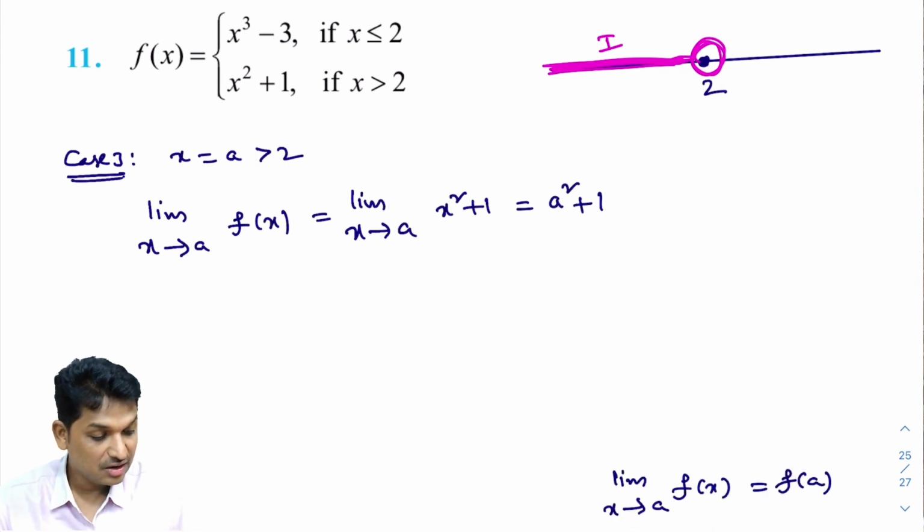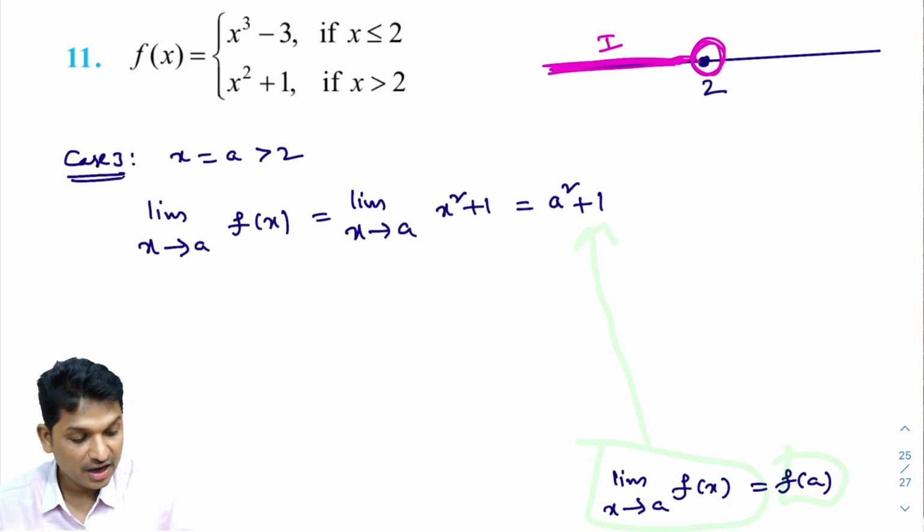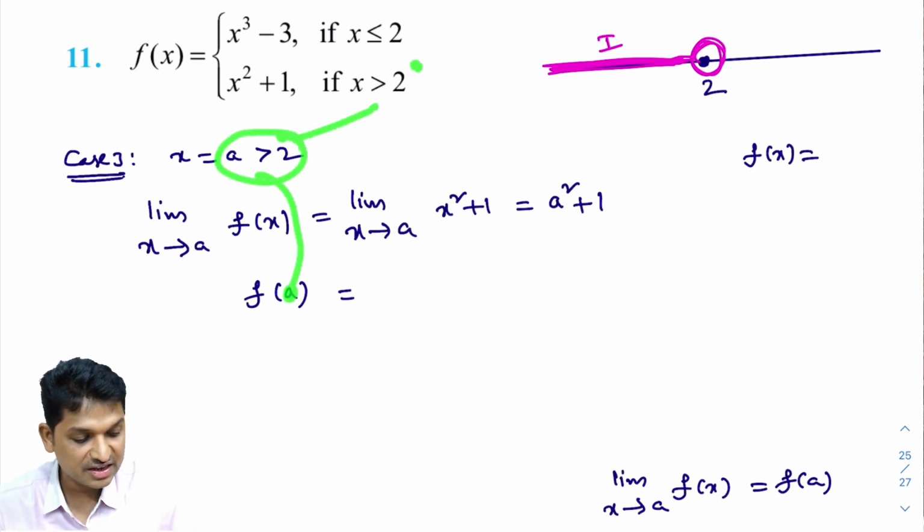So now I calculated this one, I got its value as a square plus 1. Now I will calculate f of a. How to calculate f of a? To calculate f of a, you need to decide which function we need to choose here. What is the a value here? A value is greater than 2. When a value is greater than 2, which function to choose?